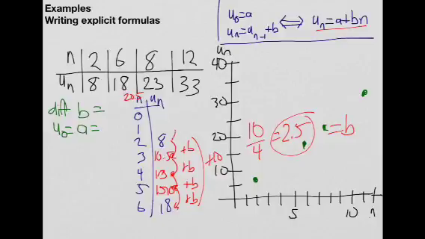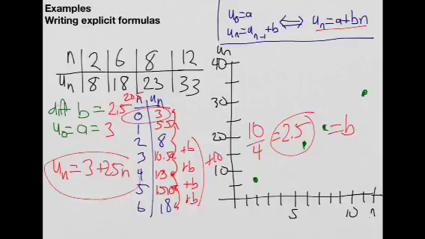And now I can go backwards. If I subtract 2.5, I get 5.5. I subtract 2.5 again, I get 3. So my u sub 0 is 3. So I started at 3 with a common difference, or rate of change, of 2.5. So my u sub n is going to be 3 plus 2.5n. And there we go.